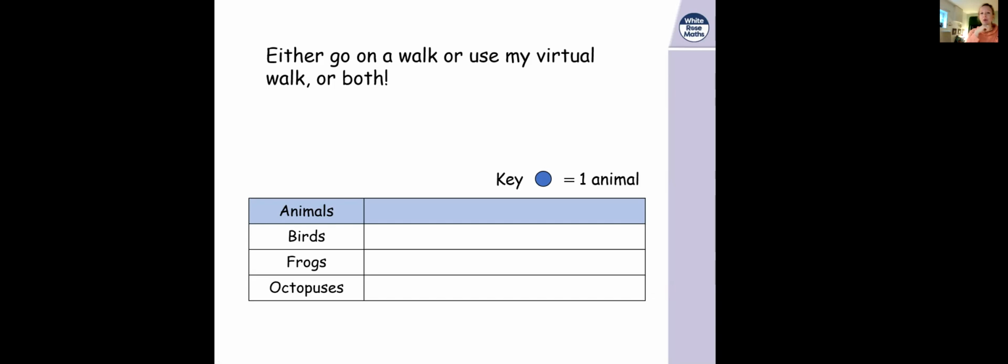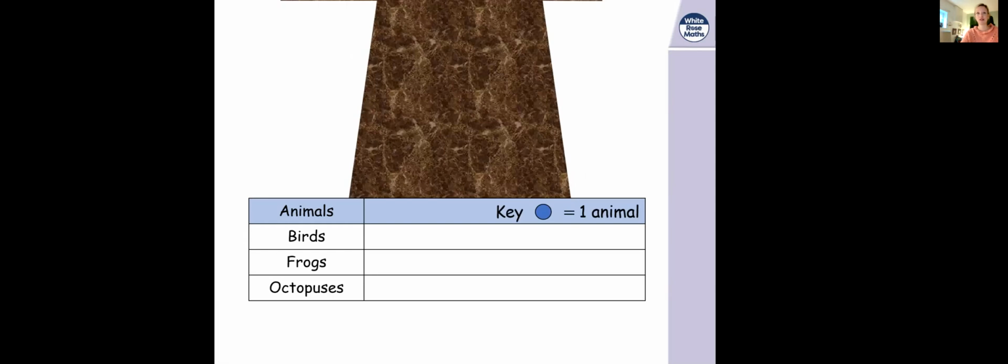Again, with a pictogram, you always need to pay close attention to the key, and the key has been put on there for you. And it's one we're familiar with. We've just looked at a key like that. It's a blue circle. The blue circle represents one animal. So as we watch the clip going out for a walk, when an animal has been noticed, that data is then put into the table using a blue circle. Right, get ready for the walk. Watch what happens.